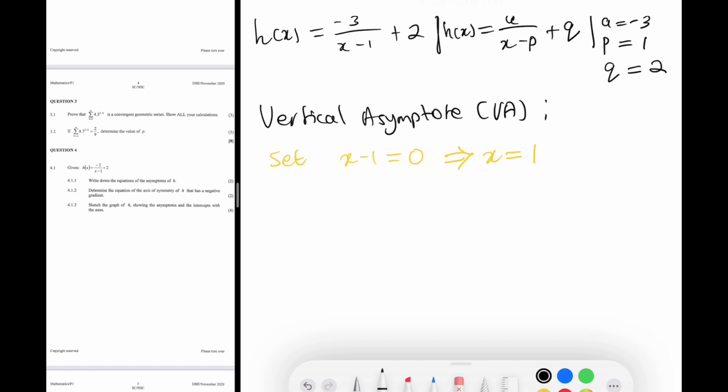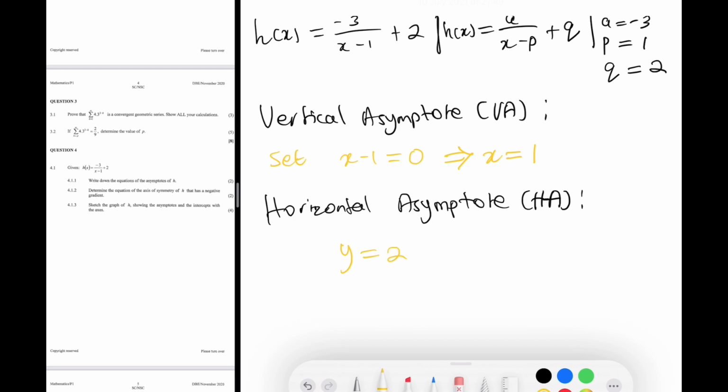Now let's move on to our horizontal asymptote, abbreviated as HA. For this, it's just y is equal to q. So y is equal to q. In this case, q is 2. So remember, for the vertical asymptote, x is equal to p. For the horizontal asymptote, y is equal to q.